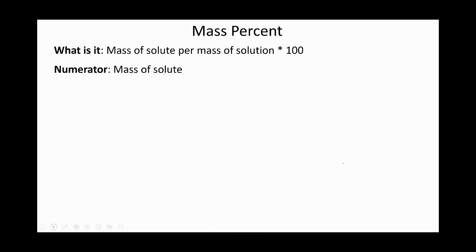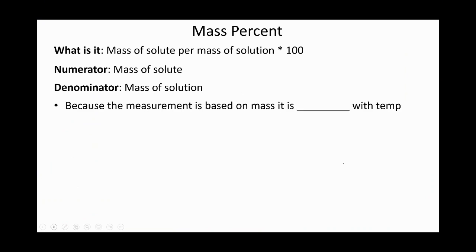And in our numerator, we're going to be putting the mass of our solute. And in the denominator, we're going to put our mass of solution in total. And because this measurement is based on mass, both of solute and solvent, this is also going to be constant with temperature. And our unit for this type of concentration unit is going to be percentage.